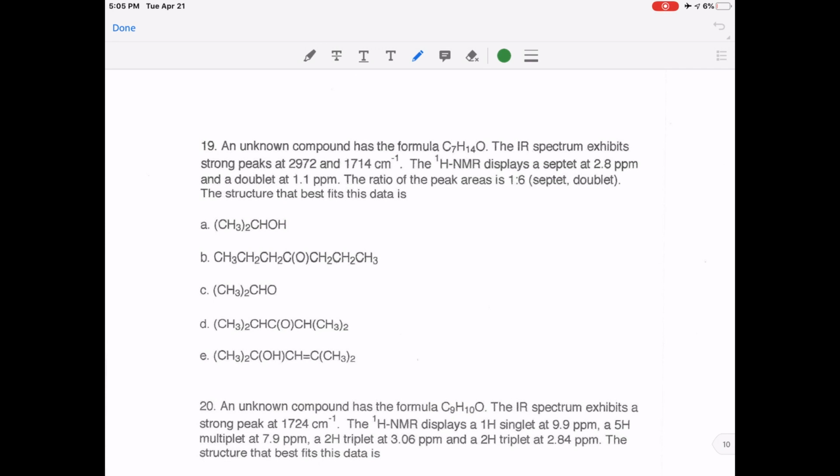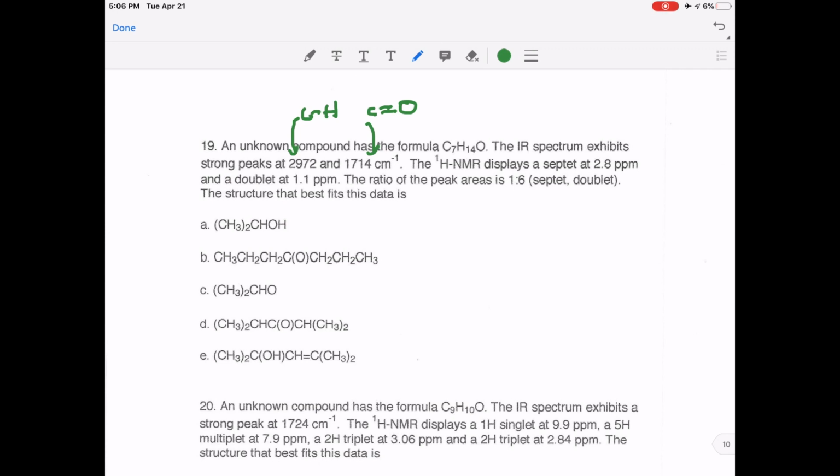If we look at these two numbers, we know that the wave number of 2,972 is indicating a proton attached to an alkane, so just a C-H single bond alkane compound. Then the 1714 wave number refers to a carbonyl compound. We can't exactly pinpoint which carbonyl compound that points to, but we know that there is a CO double bond. So these are the first indications that we have.